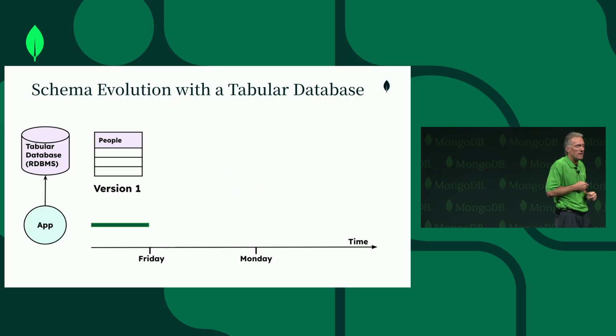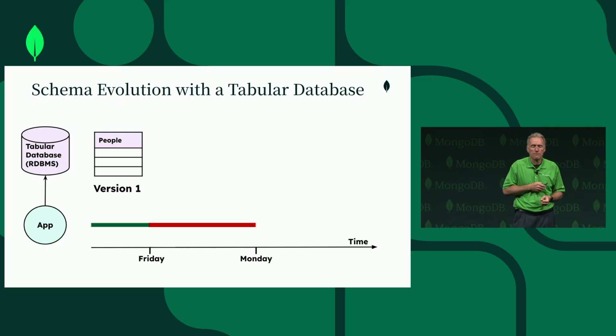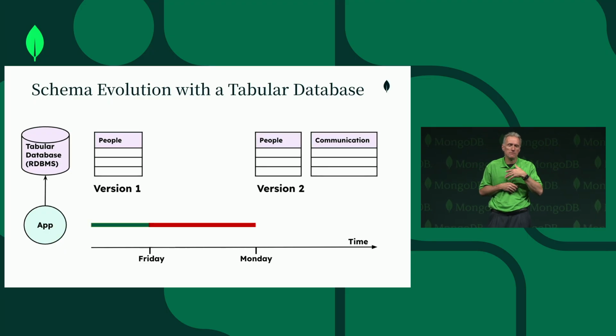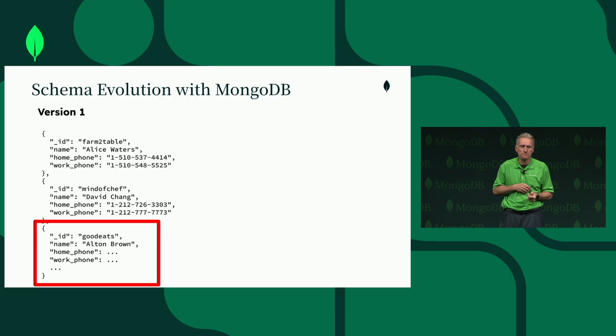If I'm trying to do that with a relational database, well, on Friday night, maybe I have version 1, and I'm going to bring the system down. I'm going to extract some data, create a new table, migrate, and then have my two tables on Monday, change my application, etc. Everything is good, but I did get downtime.